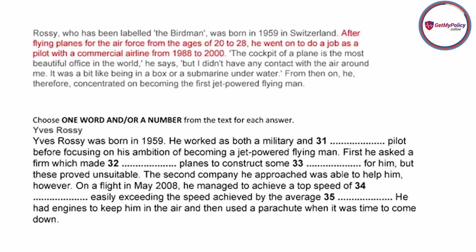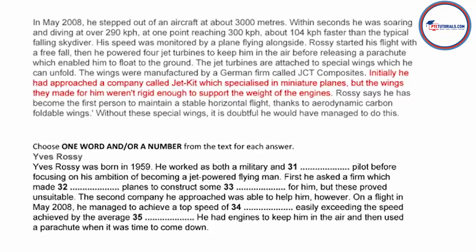Okay, can we go with the next question number, that is 32. First he asked a firm. Before focusing on his ambition of becoming a jet-powered flying man, I'm talking about the question. Now, first he asked a firm which made dash planes. If you read that, in May 2008 he stepped out of an aircraft at about 3,000 meters. Within seconds he was soaring and diving. His speed was monitored by a plane flying alongside. Rosie started his flight with a freefall, then he powered four jet turbines. You can say that initially he had approached a company called Jet King Kit, which specialized in miniature planes. But the wings they made for him weren't rigid enough to support the weight of the engines.